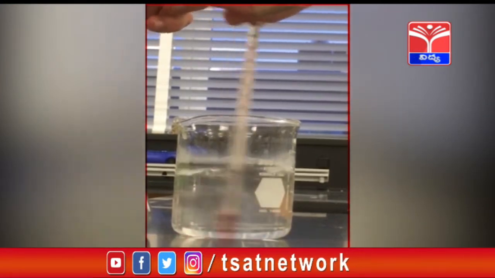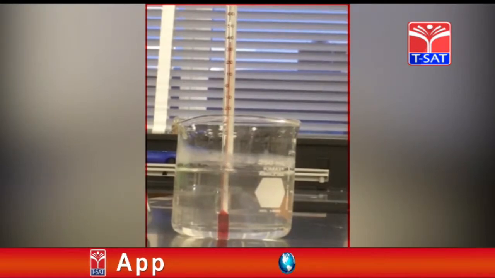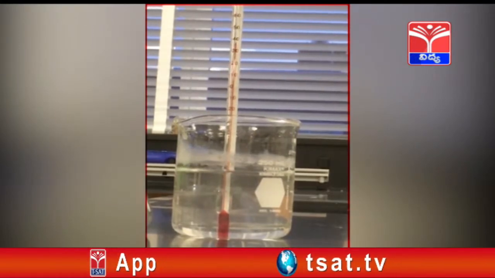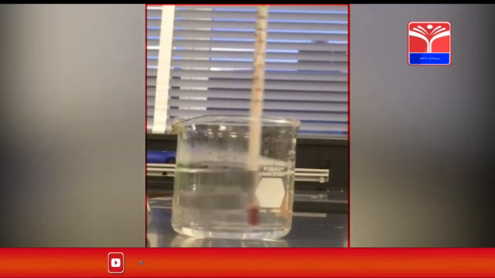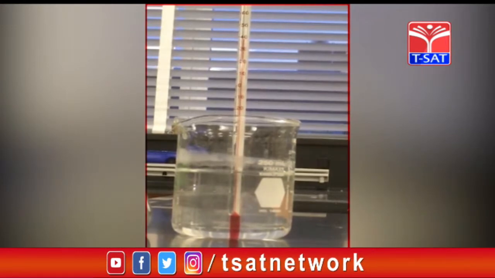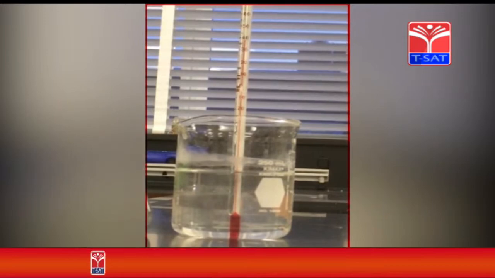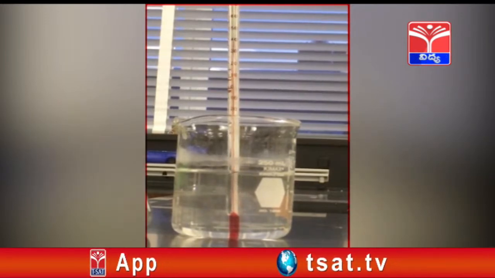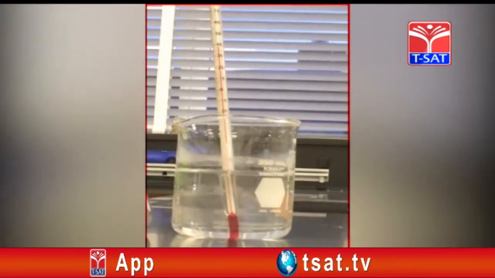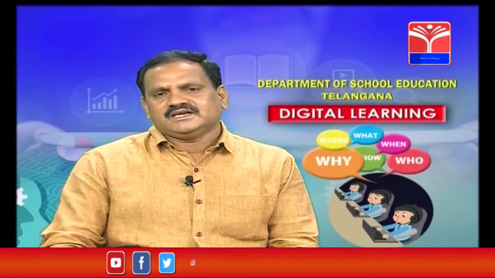Now you can observe the reaction between hydrochloric acid and sodium hydroxide, and if you test with the thermometer you can find an increase in the temperature. Previously it was 25 degrees Celsius, now you can notice that the temperature has increased up to 50 degrees Celsius. As heat is released in this reaction we can say that it is an exothermic reaction.